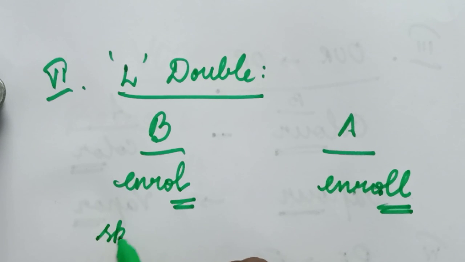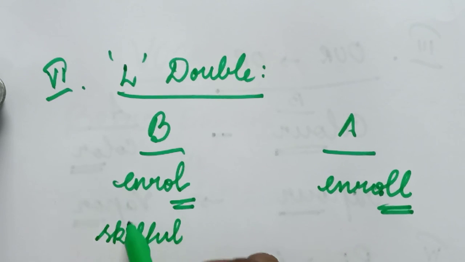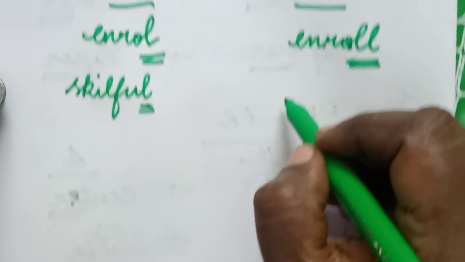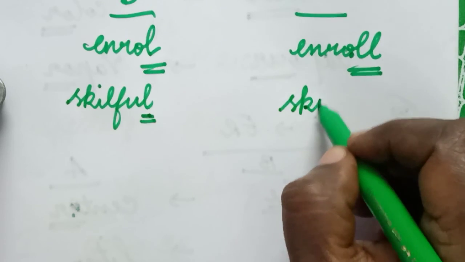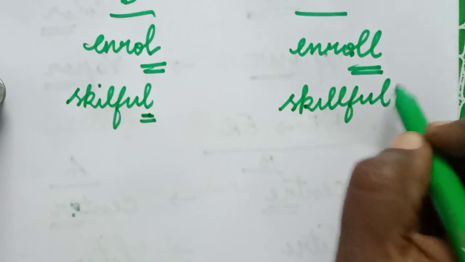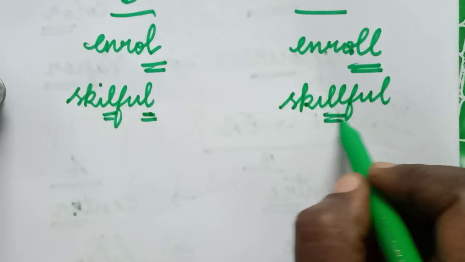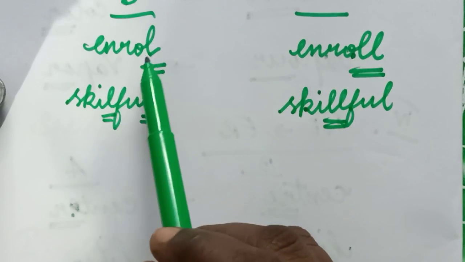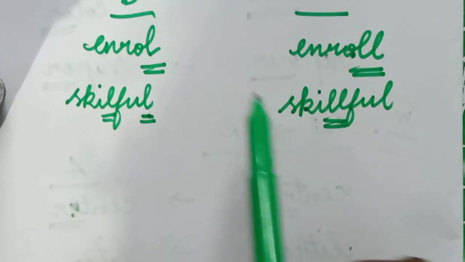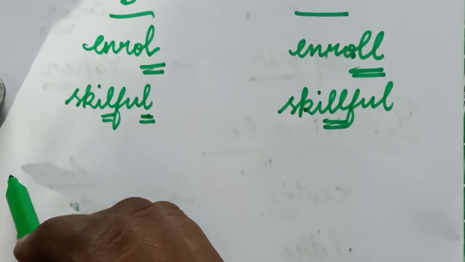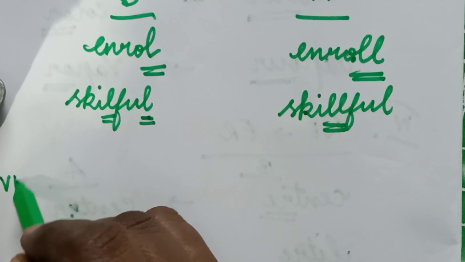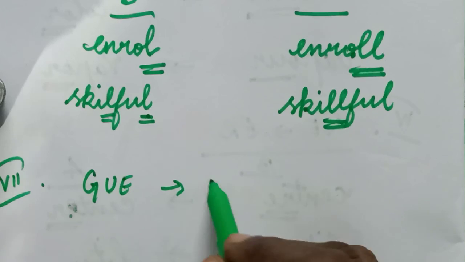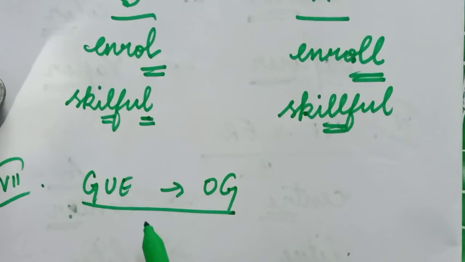Similarly, skilful, with only one L, whereas in American English we have skillful, with double L. Understood? So here some words will take double L, whereas in some words we have to remove the L. Okay, and the next type, the seventh type, is GUE to OG form. What is this?